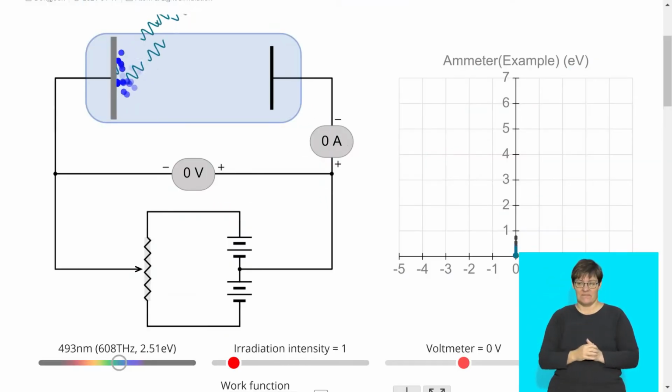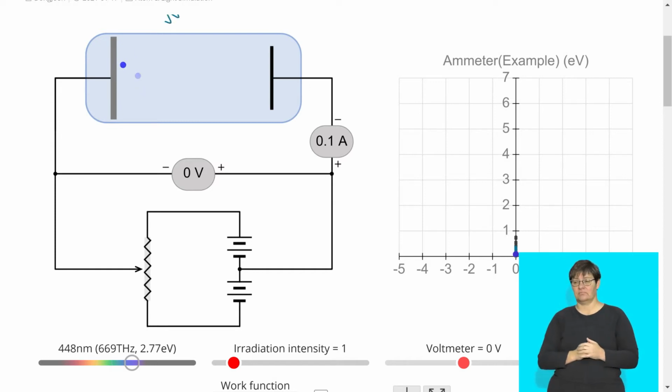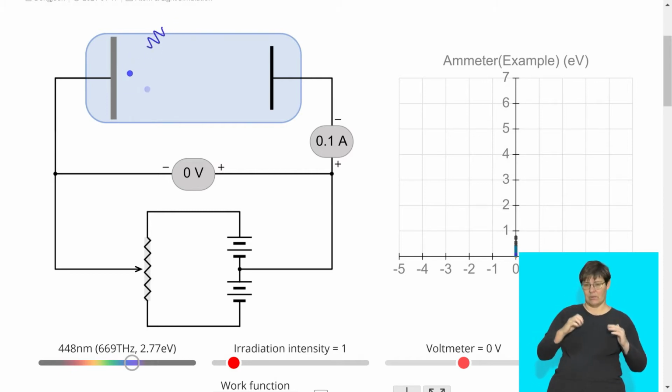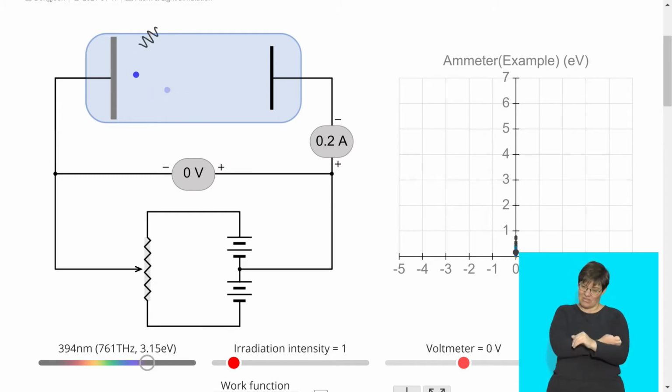Let's make it back to being quite dim, and let's increase the frequency, okay? I make it a higher frequency light. We haven't changed much with the current. Let's make it even higher. Now you can see just by increasing the frequency, I've got the same number of electrons coming off as I had just now, but my current is now increased. That's because my electrons have more energy. So they're going to be able to move faster.